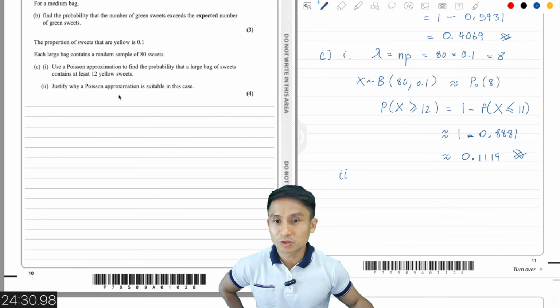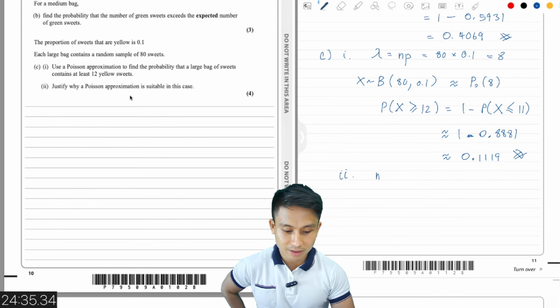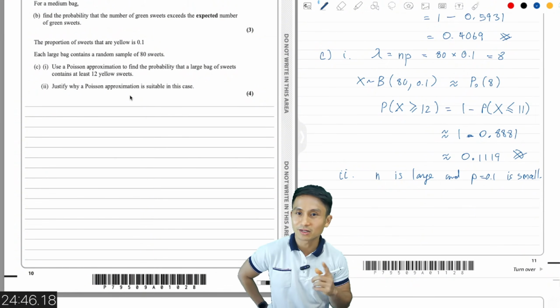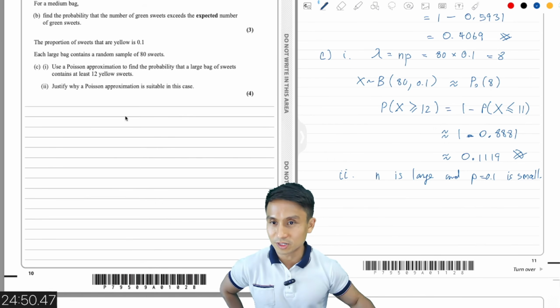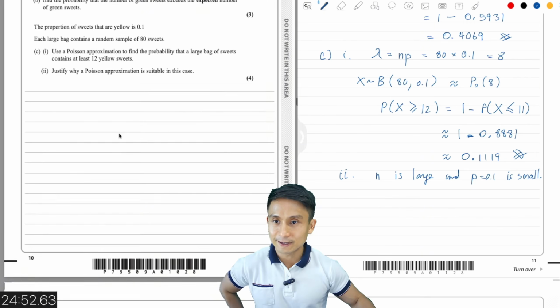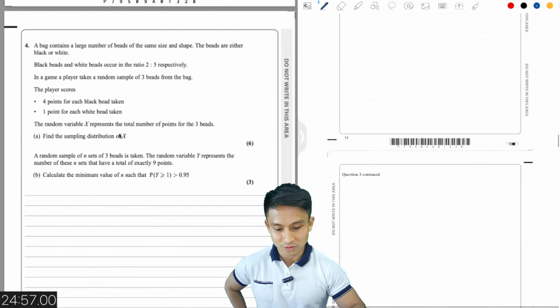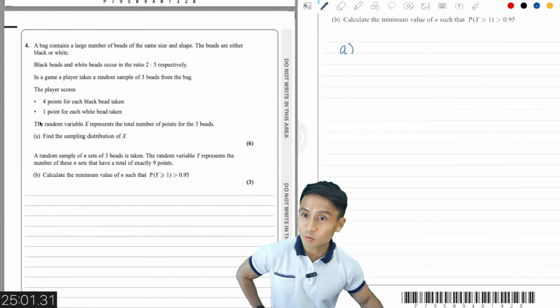Second, justify why a Poisson approximation is suitable in this case. Well, that's simple because n is large and the probability of 0.1 is small. Those are the conditions for approximating from binomial to Poisson. You need to know that. Okay, that's it. Number 4. So far so good, right? Nothing too hard here. Maybe they're waiting for me at the end.